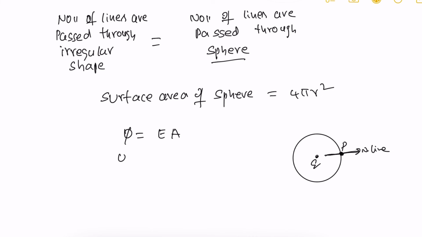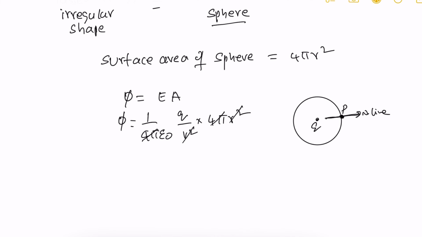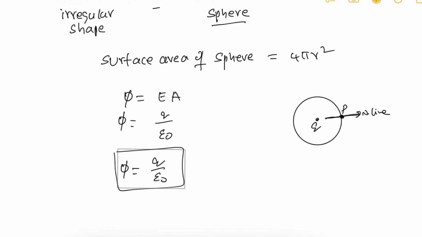Okay, so next, phi is equal to, what is the E formula? We know that E is 1 by 4 pi epsilon naught q by r square. What is the area here? That is 4 pi r square, the area of the sphere. So r square cancels, 4 pi cancels, and we get q by epsilon naught. Okay, 1 into q is q. So finally we get q by epsilon naught. So flux is equal to q by epsilon naught. This is Gauss law.